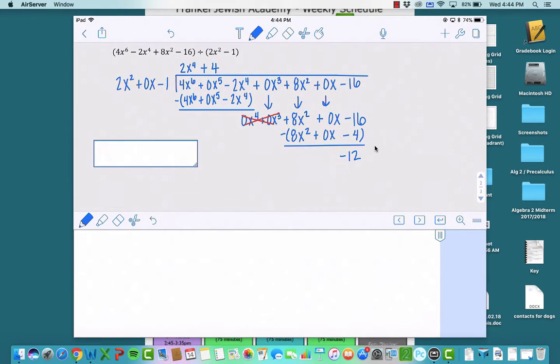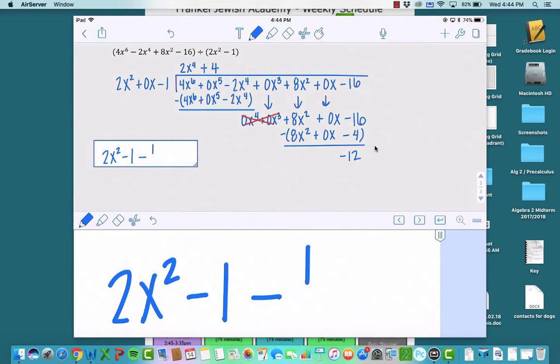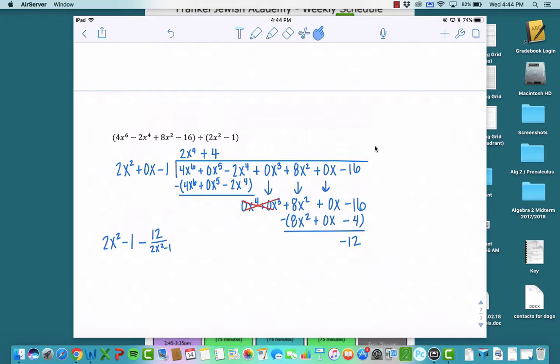Therefore, when I write my answer, I'm going to do 2x squared minus 1, minus 12 over 2x squared minus 1. And that's some extra practice for long division. Hopefully it helped.